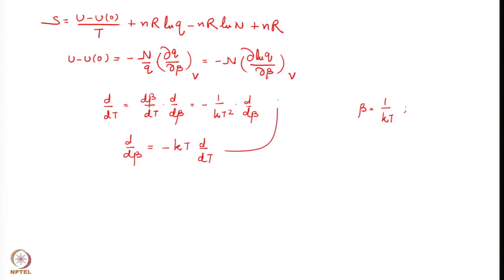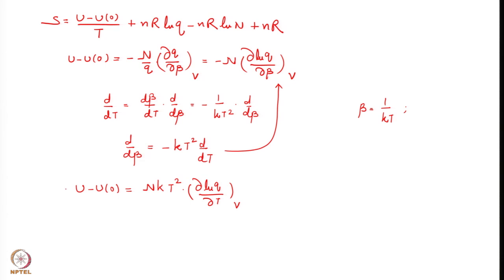I will now use this information over here. That means now I have U minus U0 is equal to minus sign, and minus sign will go away. So I will have minus minus plus N k T square into del log q by del T at constant volume. What I have done is simply change the differentiation from d d beta to d dT.